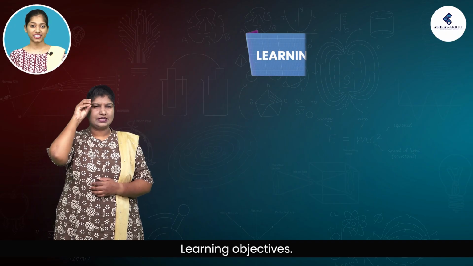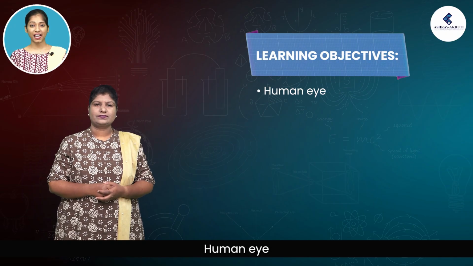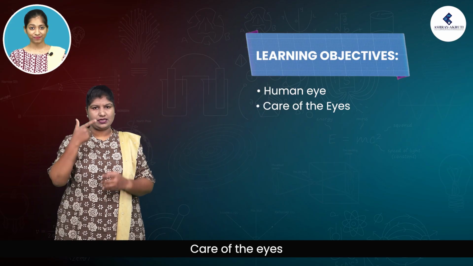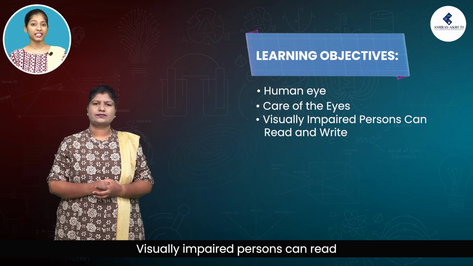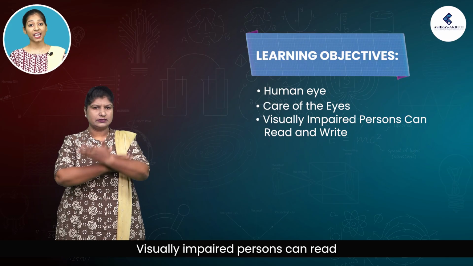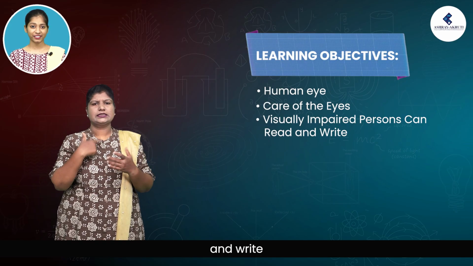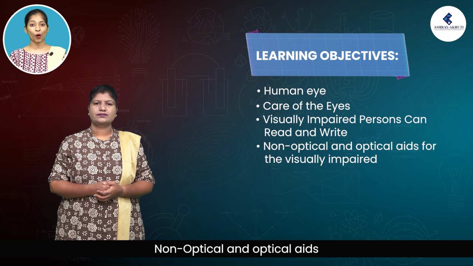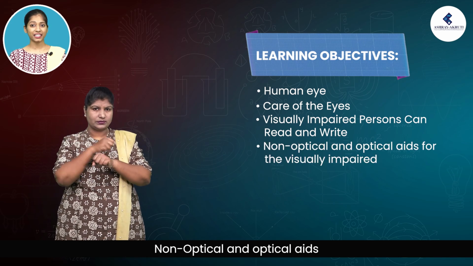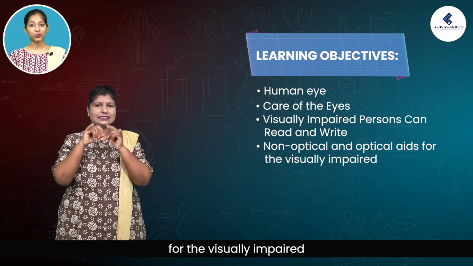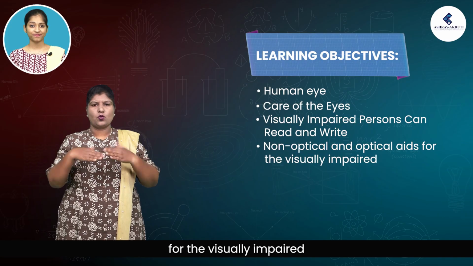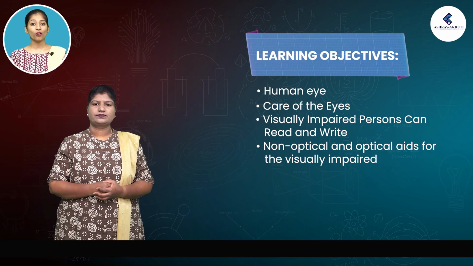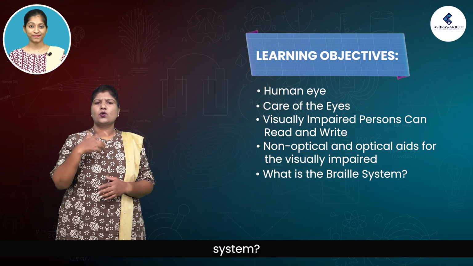Learning objectives: human eye, care of the eyes, visually impaired persons can read and write. Non-optical and optical aids for the visually impaired. What is the Braille system?